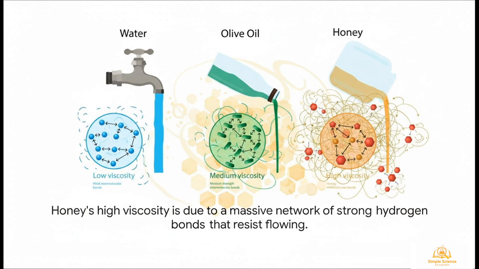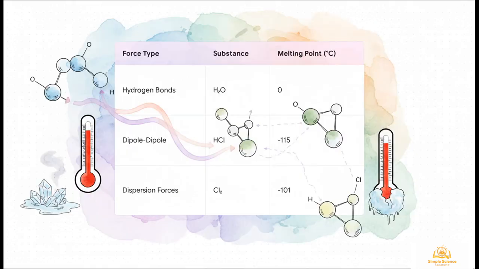Honey is made of these big, complex sugar molecules that are absolutely covered in oxygen-hydrogen groups. So what does that mean? It means they can form a massive, tangled network of super strong hydrogen bonds. These powerful forces make the molecules cling to each other so tightly, and that's why honey is so viscous. Mystery solved! This whole principle applies to melting points too.